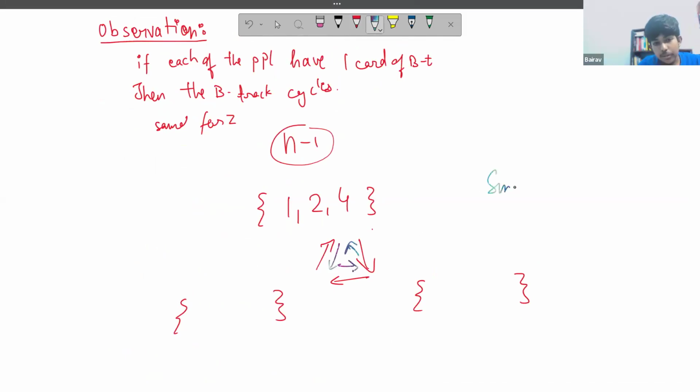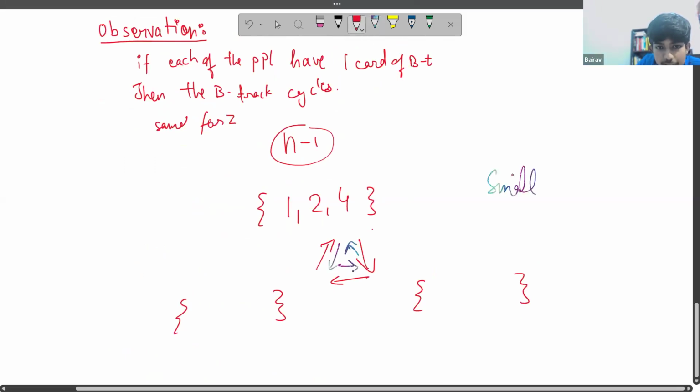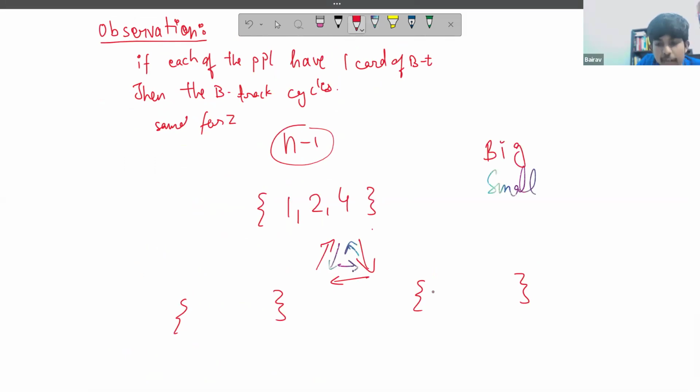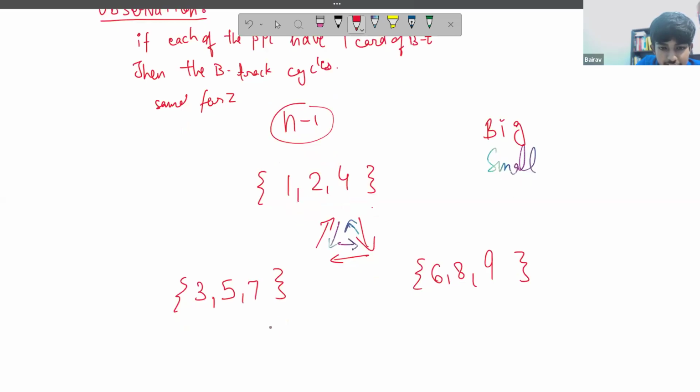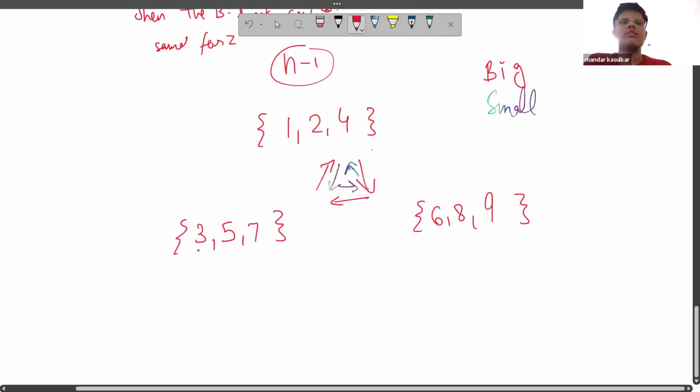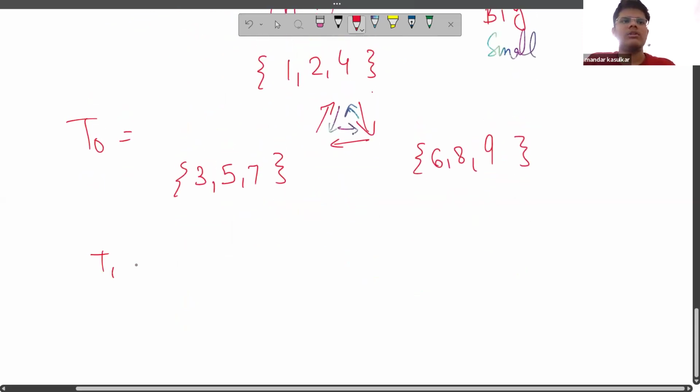Okay. So now for the person on the right, we give 5, 7, 9. No, we give 6, 8, and 9. Sure. And then we give 3, 5, and 7 to the other person. Okay, let's just see. This is T0. Let's just calculate T1.